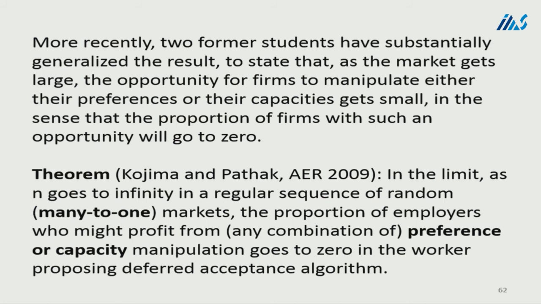And think about what manipulation means. Manipulation means you get proposals, and you're going to reject not the one you like less, but the one you like more, in the hope of starting a rejection chain that will eventually cause someone to apply to you who you like better. Okay, that's how manipulation works in the deferred acceptance algorithm. So what this says is that as the market gets large and the lists are short, the chance that one of those rejection chains will come back to you gets small.